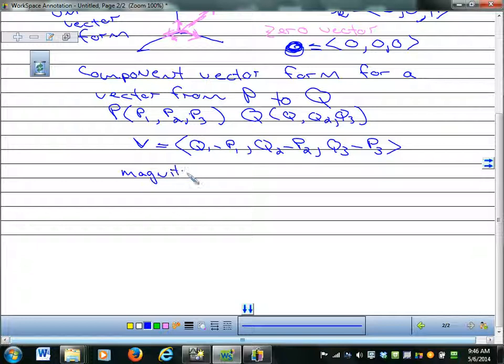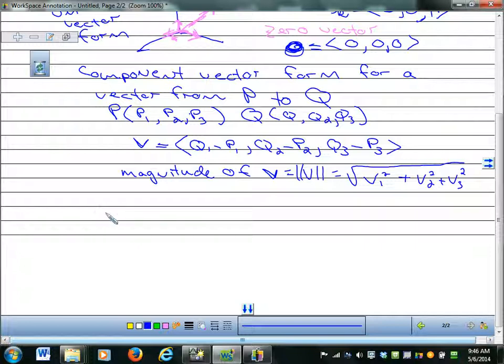Magnitude of v, which is given by this symbol with two bars on the edges. It's just the Pythagorean theorem, the square root of its components squared. So it's the square root of v1 squared plus v2 squared plus v3 squared. Questions on that? We'll do a bunch of examples, but I'm just trying to give you all the stuff you need.